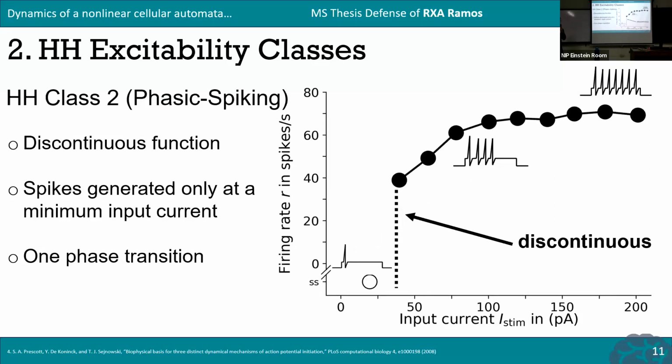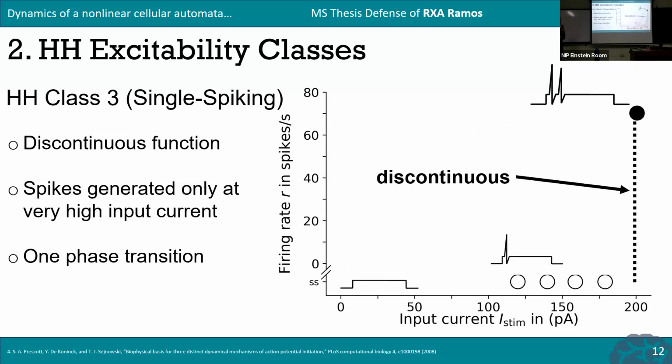However, in class 2, or phasic spiking neurons, there is a discontinuity at a minimum input current. Spikes are generated only after this minimum input current. So there's a phase transition from no spikes to a series of spikes after this minimum input current threshold. And finally, a few of the neurons found experimentally are class 3, single spiking. Here, the spikes are generated only at very, very high input currents or external stimulus, shown here.